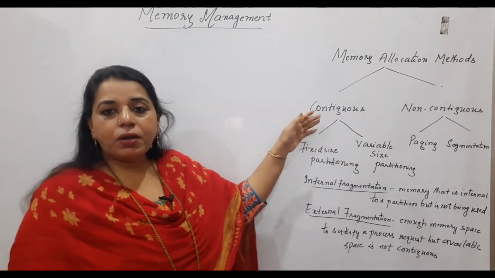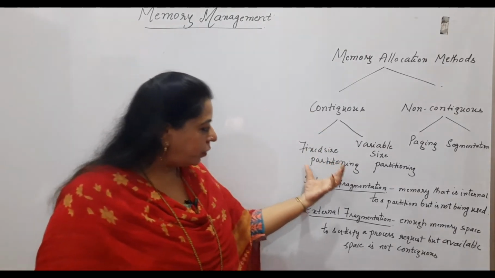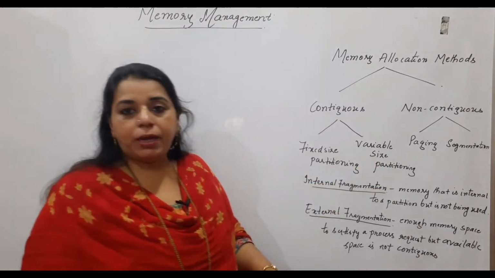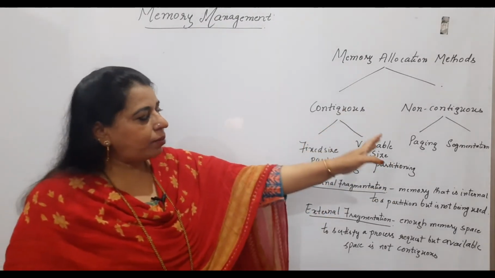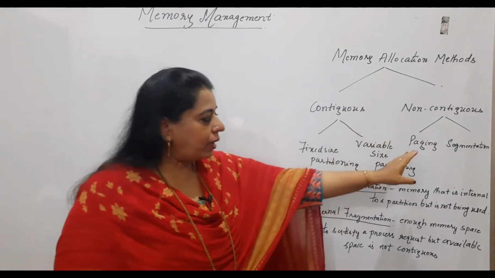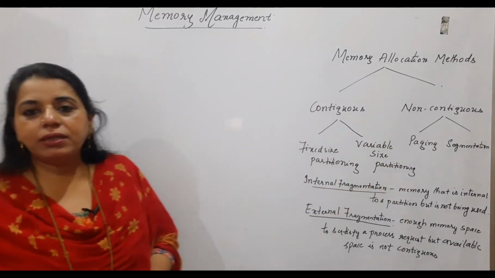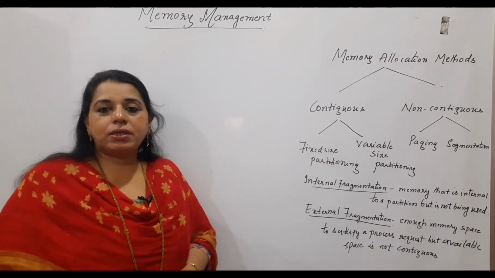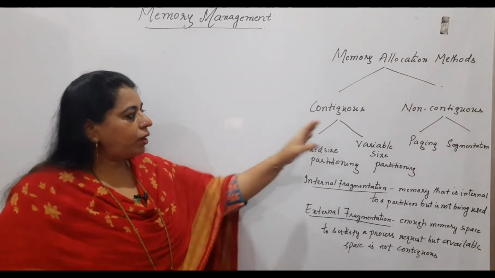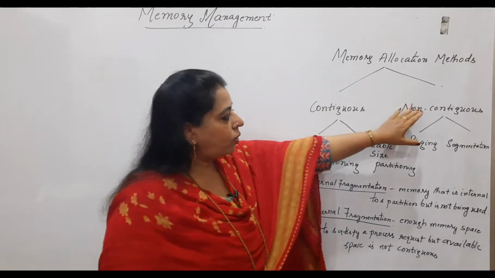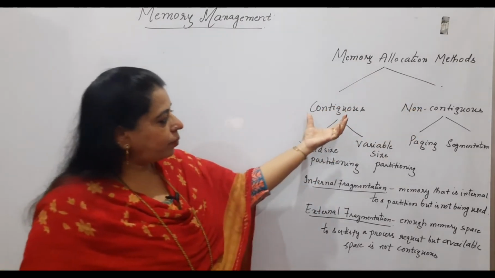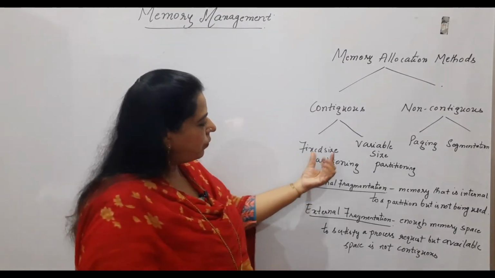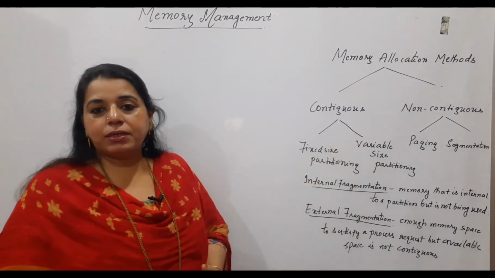And further, contiguous memory allocation can be of two categories: fixed size partitioning and variable size partitioning. And the non-contiguous can once again have two different categories. Paging is one, the other one is segmentation. All these topics I'll be dealing with in my future sessions, but presently I just wanted to tell you about the contiguous and non-contiguous. First let me tell you about the contiguous in this session, and mainly I wanted to tell you the difference between the fixed size partitioning and the variable size partitioning.